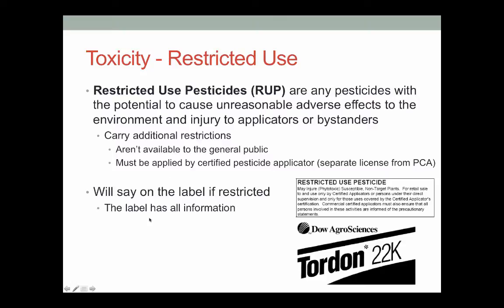By law, all products that are restricted use will have a big label that says restricted use pesticide right at the top, typically right above the part that says what the product is. So there's really no way to not know that it is restricted use if you take a look at it.